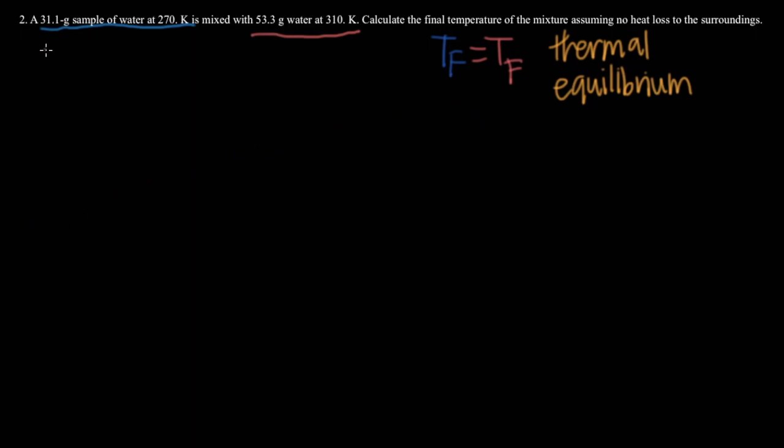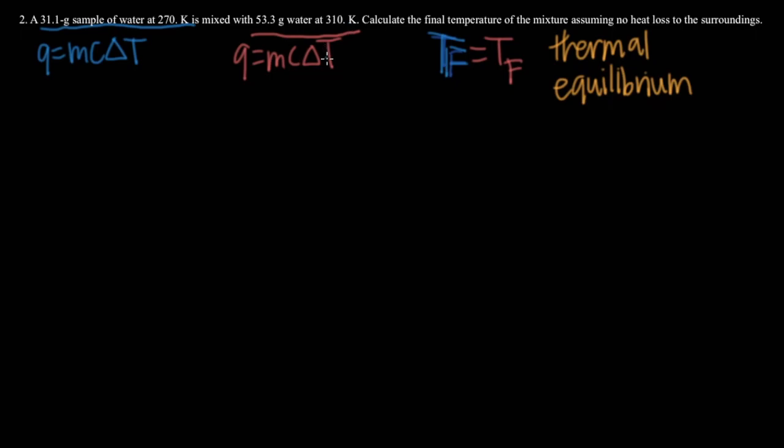Okay, so we can start solving this problem using a similar approach to the one we used in the last problem, and that is just starting with Q equals mcΔT for both samples of water. What's interesting about this problem is that because the final temperatures of the two water samples are the same, the amount of energy lost by the hotter sample is equal to the amount of energy gained by the cooler sample.